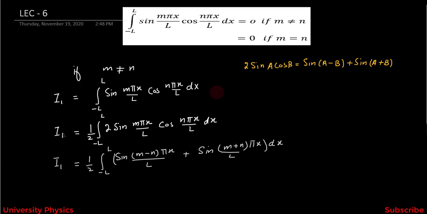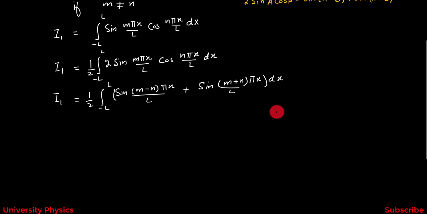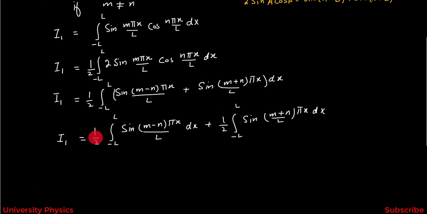Now I apply this trigonometric relation. After applying, we get I1 is equal to half the integral from -L to +L of [sin((m - n)πx/L) + sin((m + n)πx/L)] dx. Now I can write this as I1 is equal to half the integral from -L to +L of sin((m - n)πx/L) dx plus half the integral from -L to +L of sin((m + n)πx/L) dx.